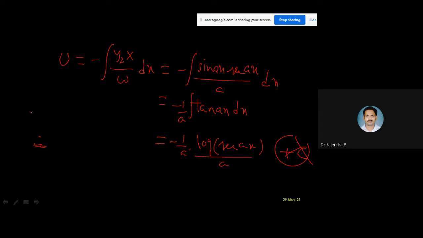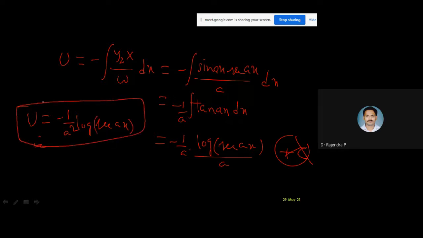So what is your u value? U is equal to minus, I can take it as 1 by a square logarithm of secant ax. Okay, this is your u. Similarly, we will find v. What is the formula? Integral of y1 x by W dx.